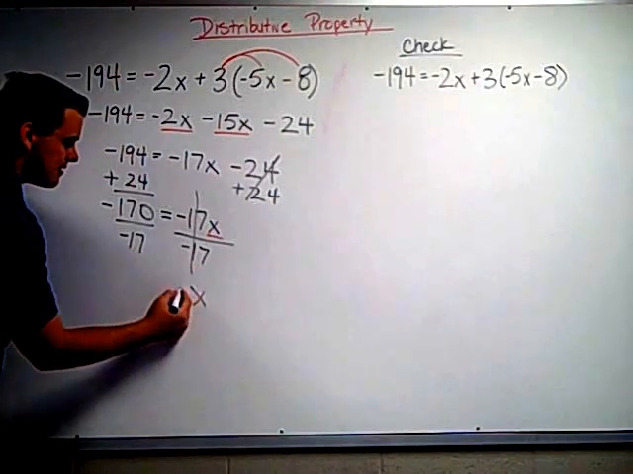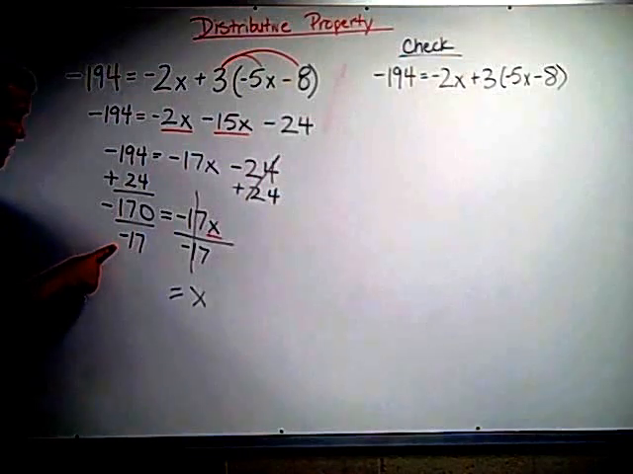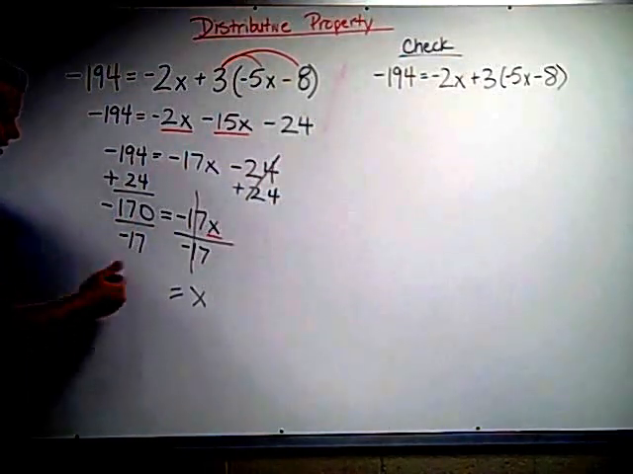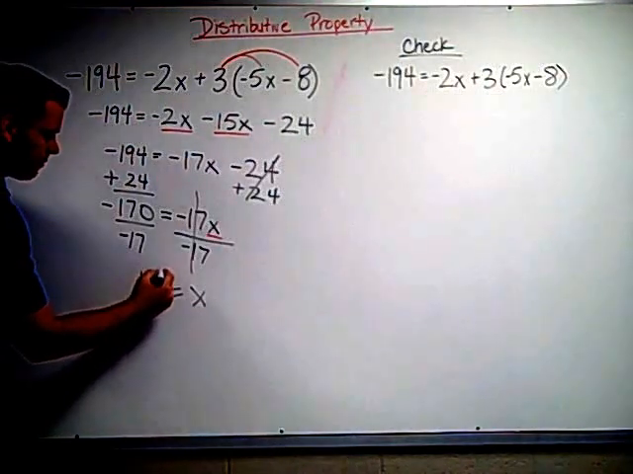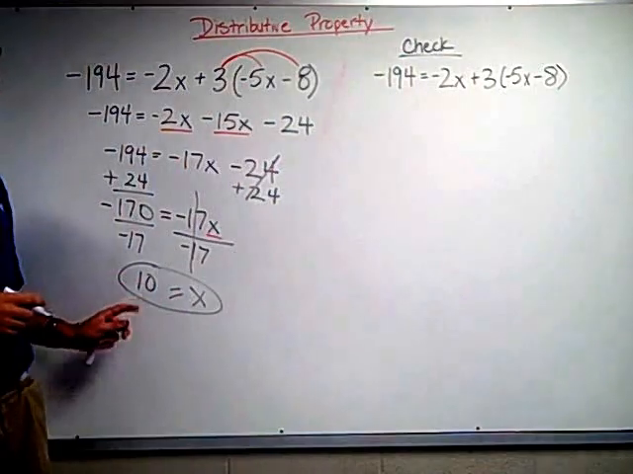I have x is equal to negative 170 divided by negative 17, which is going to be a positive, and 170 divided by 17 is 10. We're going to circle our answer. Always circle your answer. So we have x is equal to 10.